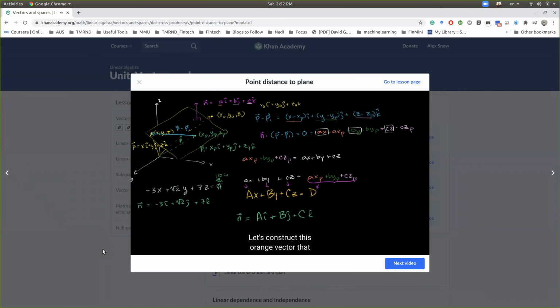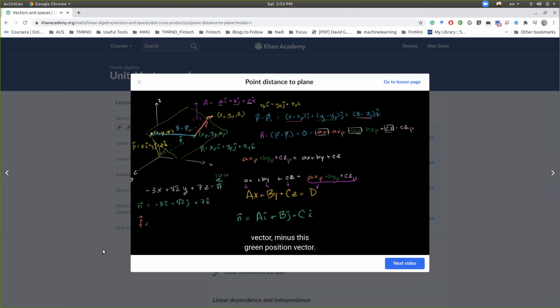So let's construct this orange vector that starts on the plane, its tail is on the plane, and it goes off the plane to this position x naught, y naught, z naught. So how could we specify this vector right over here? Well, let me call that vector f. Vector f is just going to be this yellow position vector minus this green position vector.